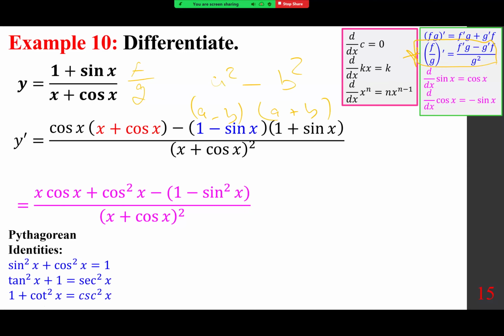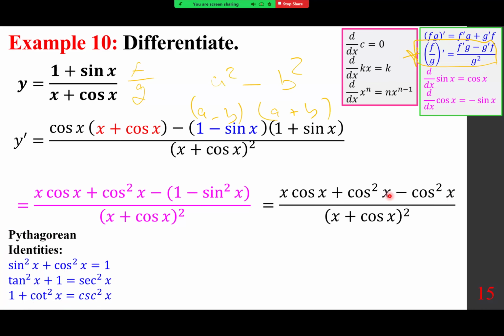Remember Pythagorean identities, everybody? Sine squared plus cosine squared is 1. When you know that, you should know that 1 minus sine squared is cosine squared, 1 minus cosine squared is sine squared, and so forth. We also have tan squared plus 1 equals secant squared, 1 plus cotangent squared equals cosecant squared. Those are some identities from trigonometry. So we're going to replace this with cosine squared. Therefore, these two go away, and we are done.